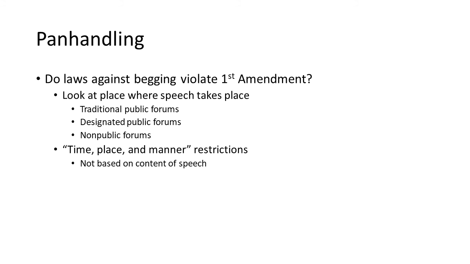And generally, you're going to find this type of crime to be found in a city or a local code. New York City has such a statute.